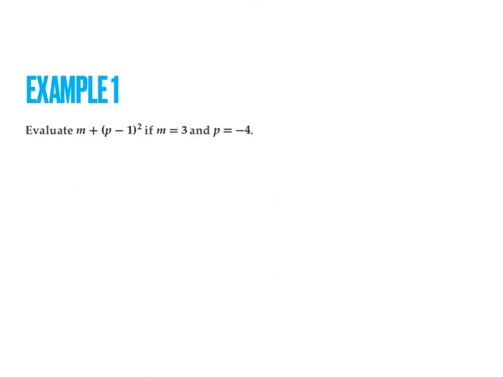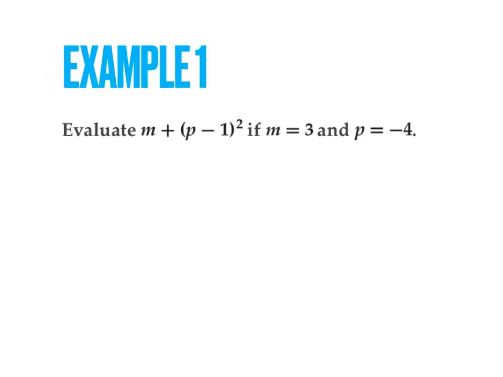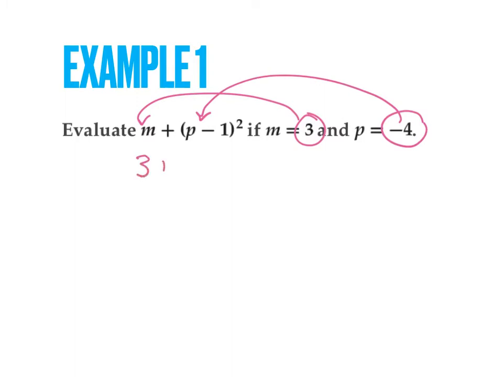Okay, example 1. Evaluate m plus p minus 1 squared if m is equal to 3 and p is equal to -4. So the first thing we're going to do here is take our numbers that we have for our variables and plug them into our equation. So we're going to plug in 3 in for m, and we're going to plug in -4 for p. So our new equation is going to be 3 plus -4 minus 1 squared.